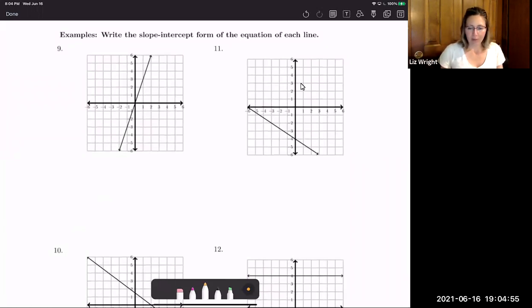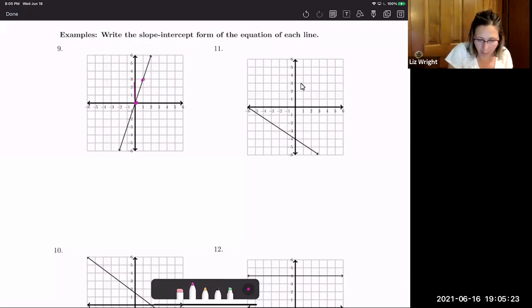We're going to write the slope-intercept form of the equation of each line. Again, we're looking for 2 ordered pairs on the graph of our line that cross at lattice points. And if one of them hits the y-intercept, that's totally what we want to choose. So this one looks like it is, which is helpful. And then let's find another good lattice point. To me, it looks like 1, 3 is a good one.